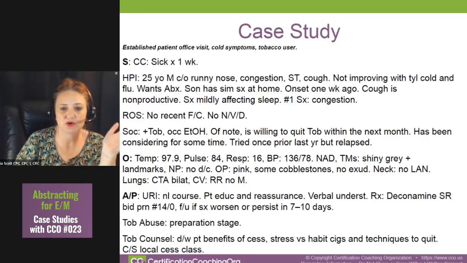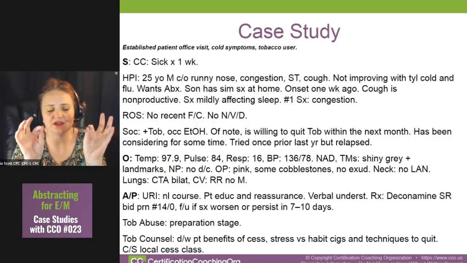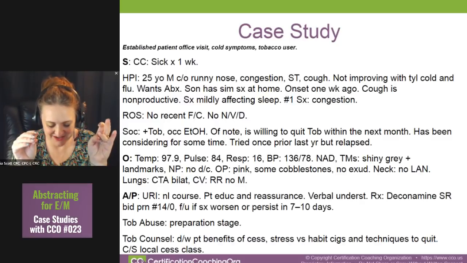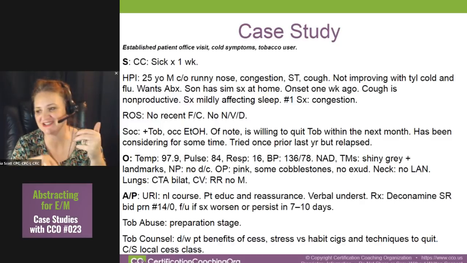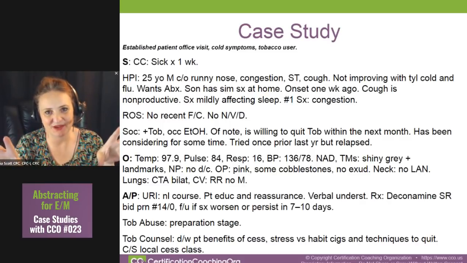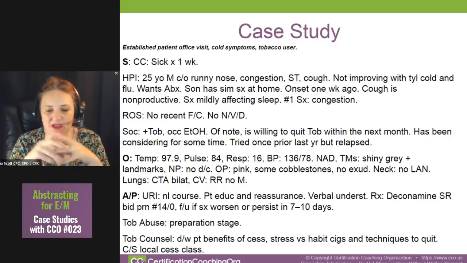No recent flu or cold, and the patient doesn't have nausea, vomiting, or diarrhea. So, no, I'm sorry, that's not fever and cold. That is not F&C, that is fever and chills, not fever and cold. I didn't read these in depth before I did them. I should have read them a little more in depth.